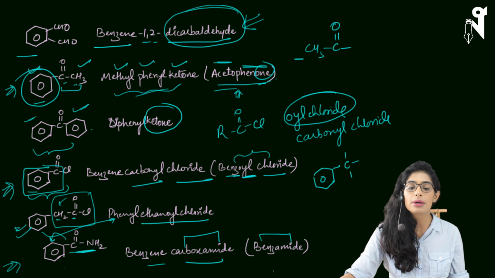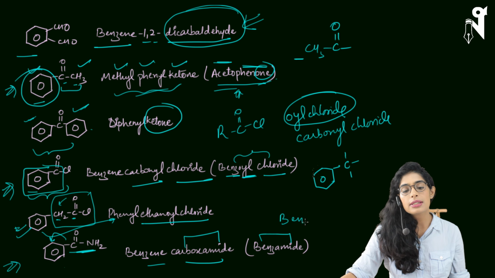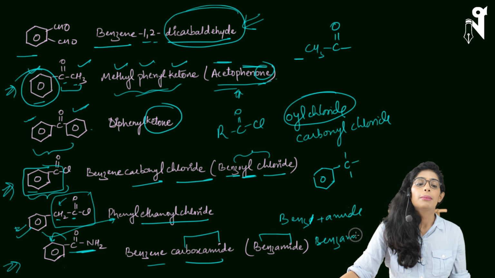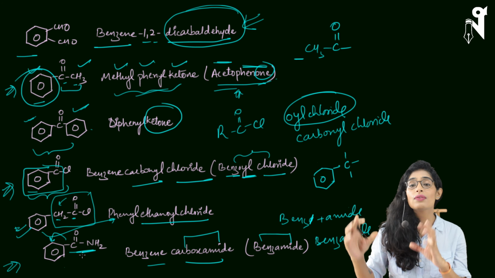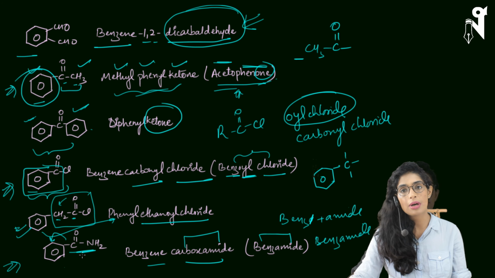I told you how this name comes. This is benzo plus amide, and then we are eliminating O, and then it becomes benzamide. But if the CONH2 group is present on the carbon chain which is connected to the benzene, then that carbon chain will be the main chain and benzene will be acting as a branch.